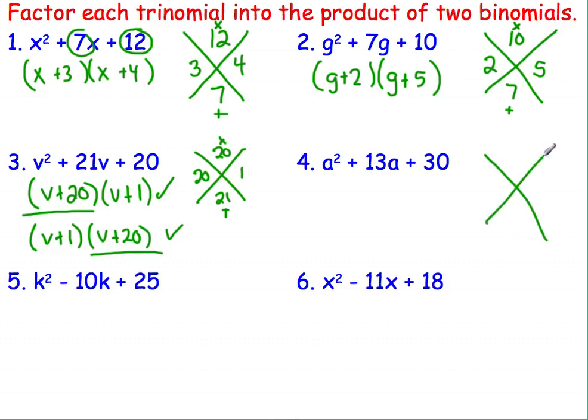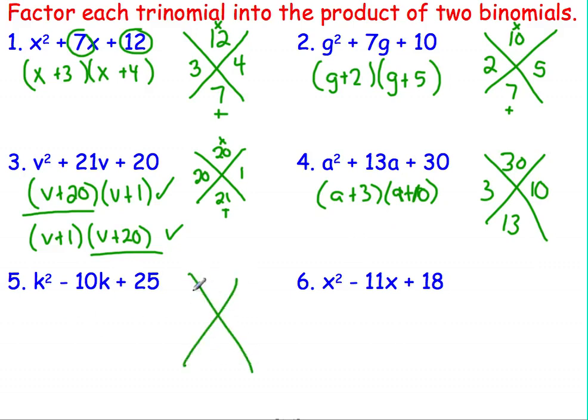Okay, continue with this x method. We put 30 up top, 13 on the bottom. 1 and 30 doesn't work. 2 and 15 doesn't work. But how about 3 and 10? 3 times 10 does give me 30, and 3 plus 10 gives me 13. So I'll just say a plus 3 and a plus 10. Again, if you had a plus 10 and a plus 3, those would both be correct as well.